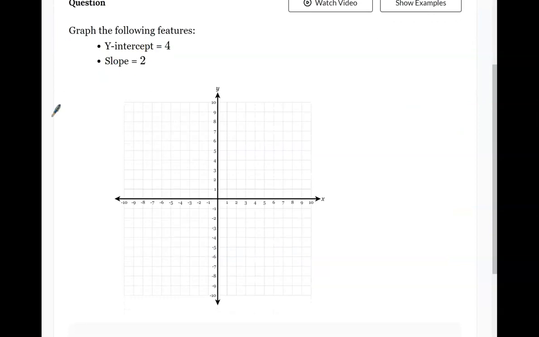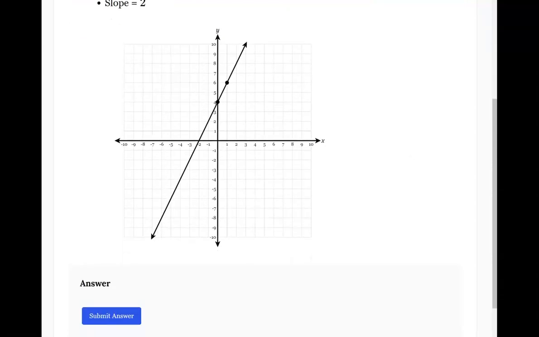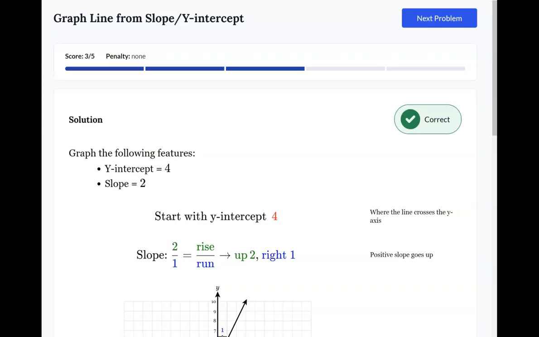The y-intercept is 4, so we're going to begin at +4. The slope has a rise of 2. Now the denominator is missing, so that's 1 to the right. Every time the denominator is missing, it's 1 to the right.